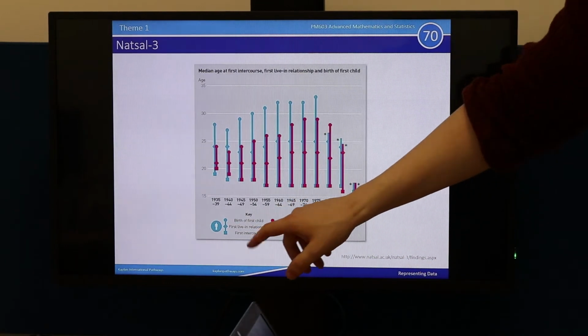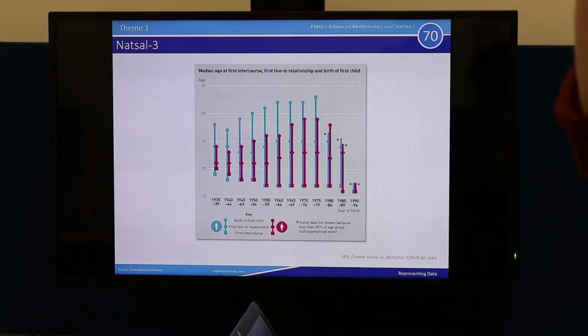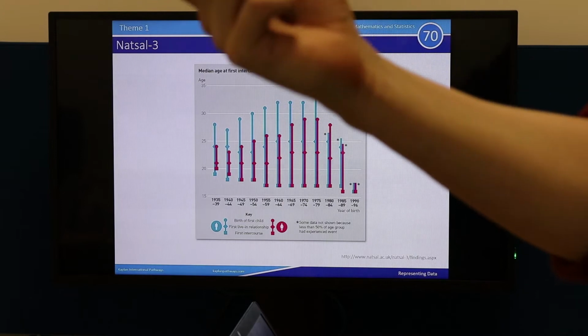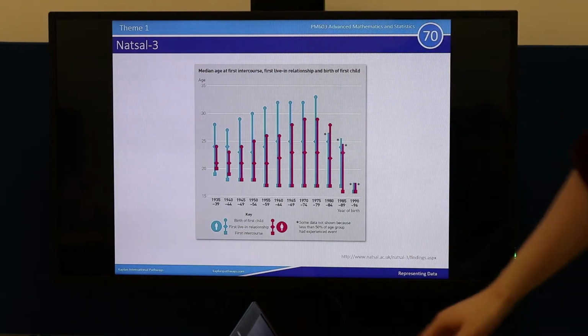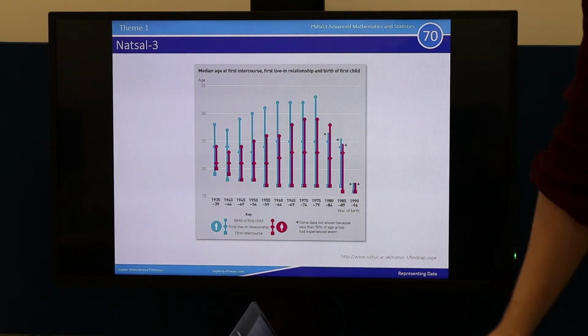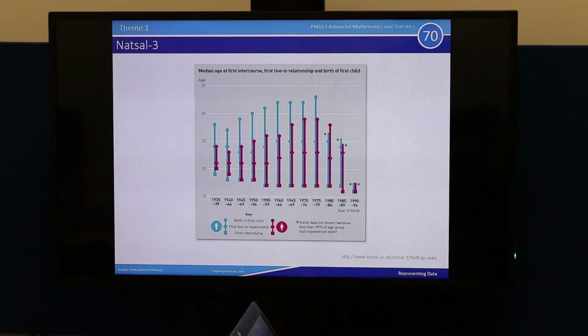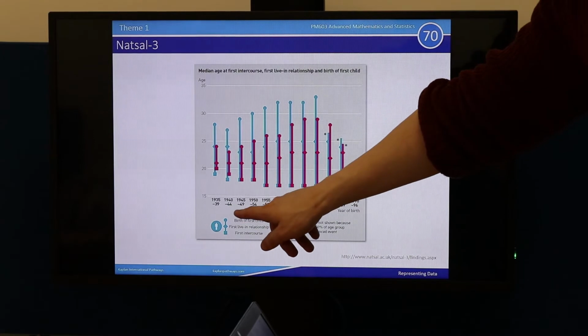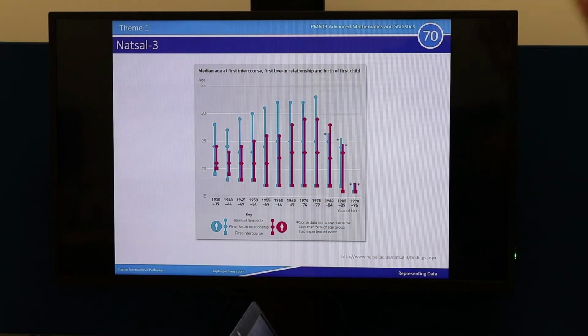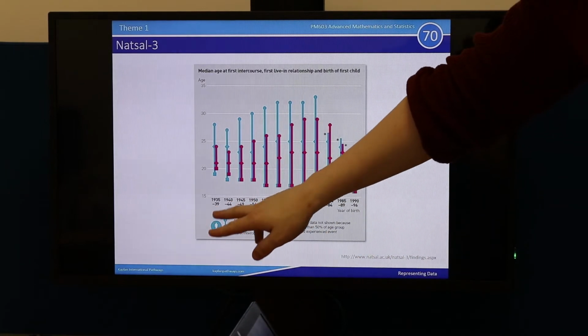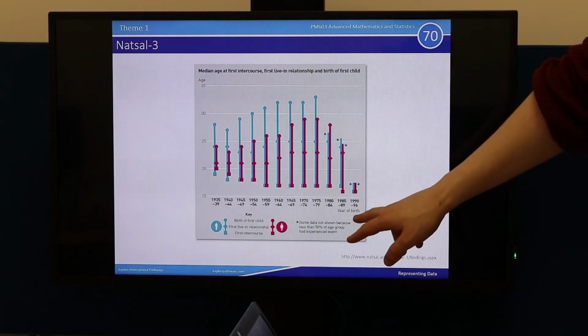And then the circles represent when somebody has their first child. Okay, when they have their first child. Okay, so they start a family. And again, in blue, you've got men, and in pink, you've got the females. Okay. Now, also, it's been grouped according to when somebody was being born. So it's basically 4-year intervals. Okay, so 35 to 39, 40 to 44, etc., etc., etc.